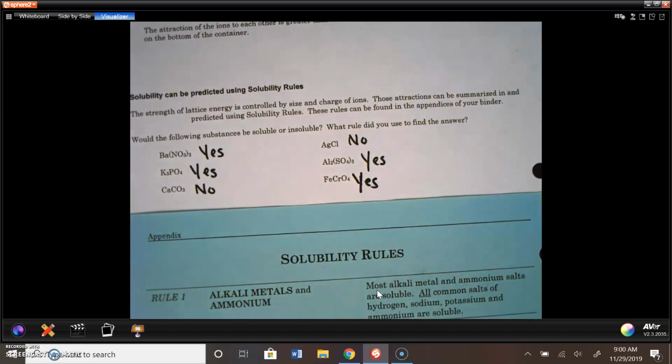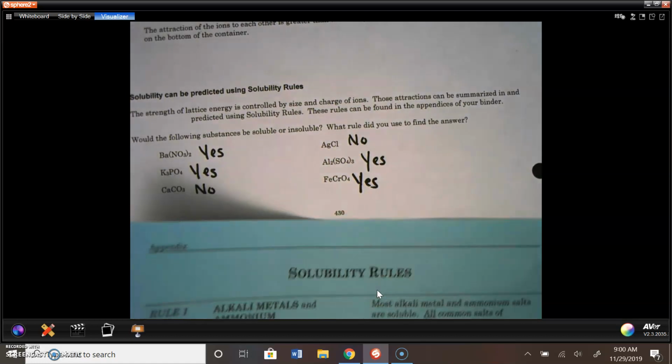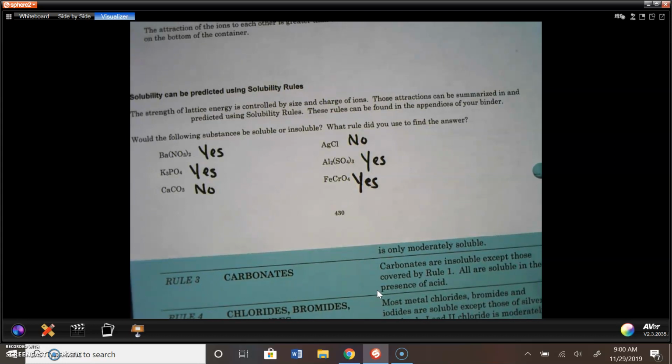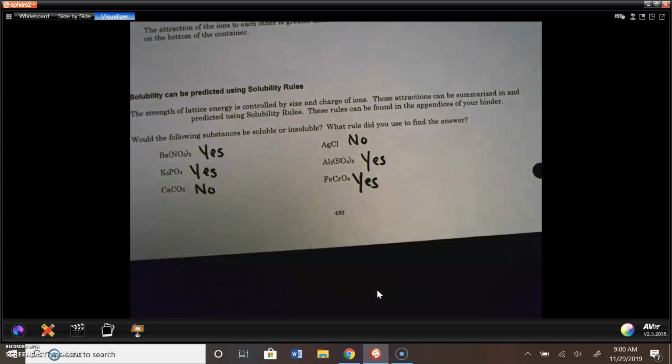Okay, so that's how solubility works. That's how the solubility rules work. Our next plan is to use solubility rules to take a look at what happens when we combine ionic compounds, but we're going to do that in the next video.